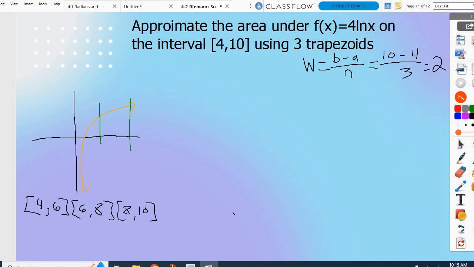Now this time, how are we going to have to find our height? Or sorry, our base. What's that word? The length of your base 1 and base 2 for each one. So I'm drawing 3 of these. I'm going from 4 to 6, 6 to 8, and then 8 to 10. And remember that we want to draw trapezoids this time. So how do I find where those top points are?